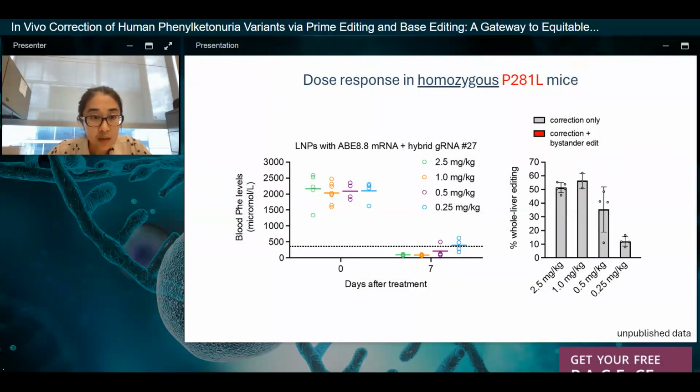We performed a dose-response study of the ABE8.8 hybrid guide RNAs using homozygous mutant mice. We found that LNP doses down to 0.25 mg/kg result in complete to near normalization of blood Phe levels. Across the dose range, there was minimal bystander editing compared to the desired corrective editing.